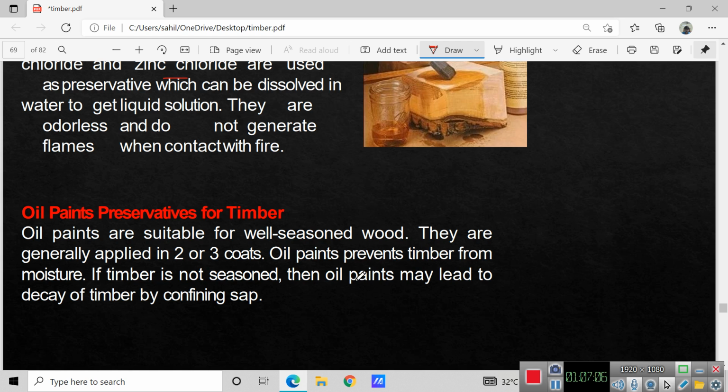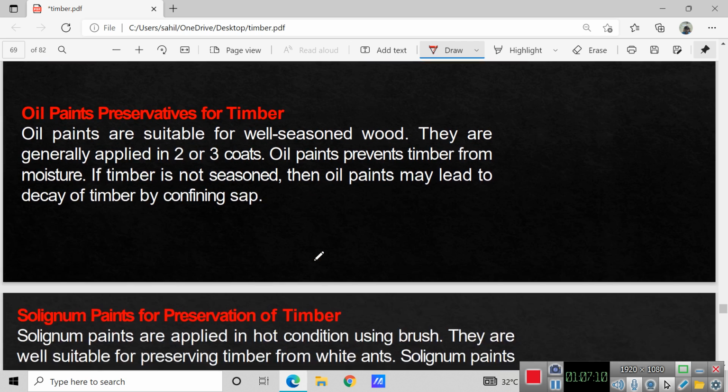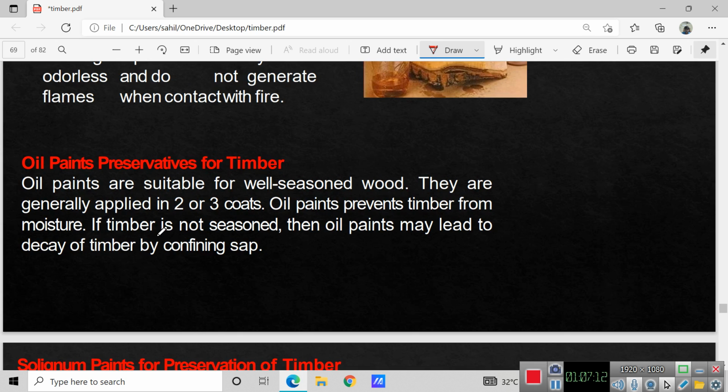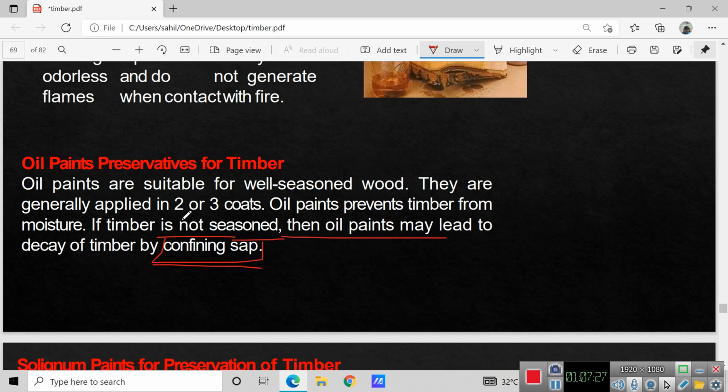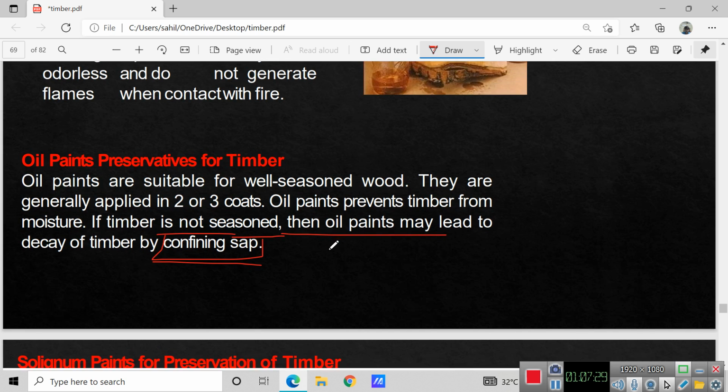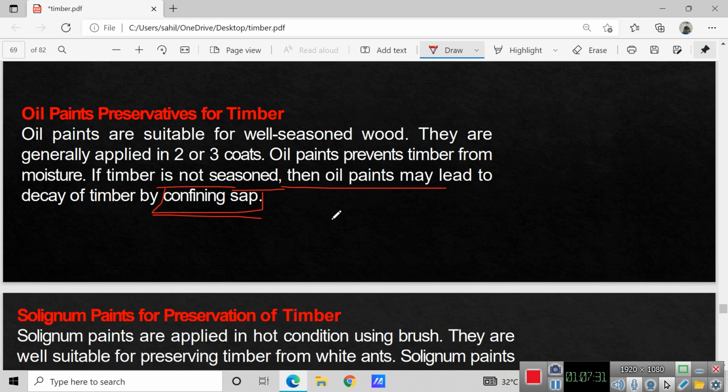If timber is not seasoned, then oil paints may lead to decay of timber by confining the sap. So it may destroy the timber, and it would lead to decay if the wood is not seasoned properly. So oil paints must be applied on well seasoned timber for better performance and results.